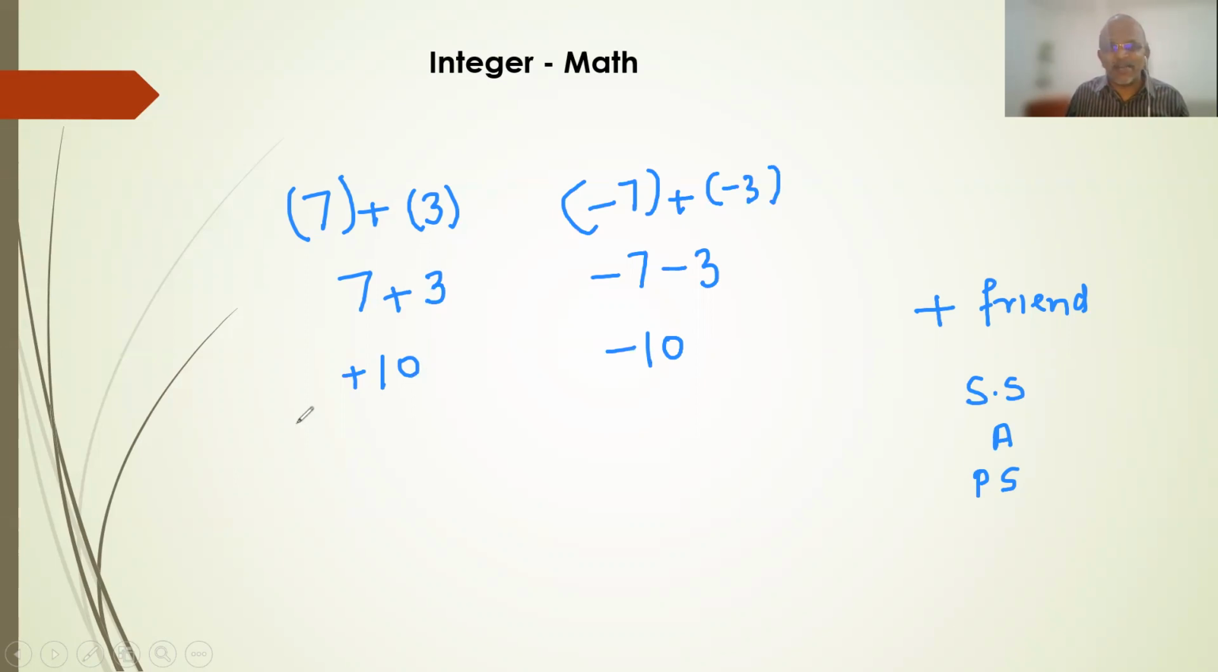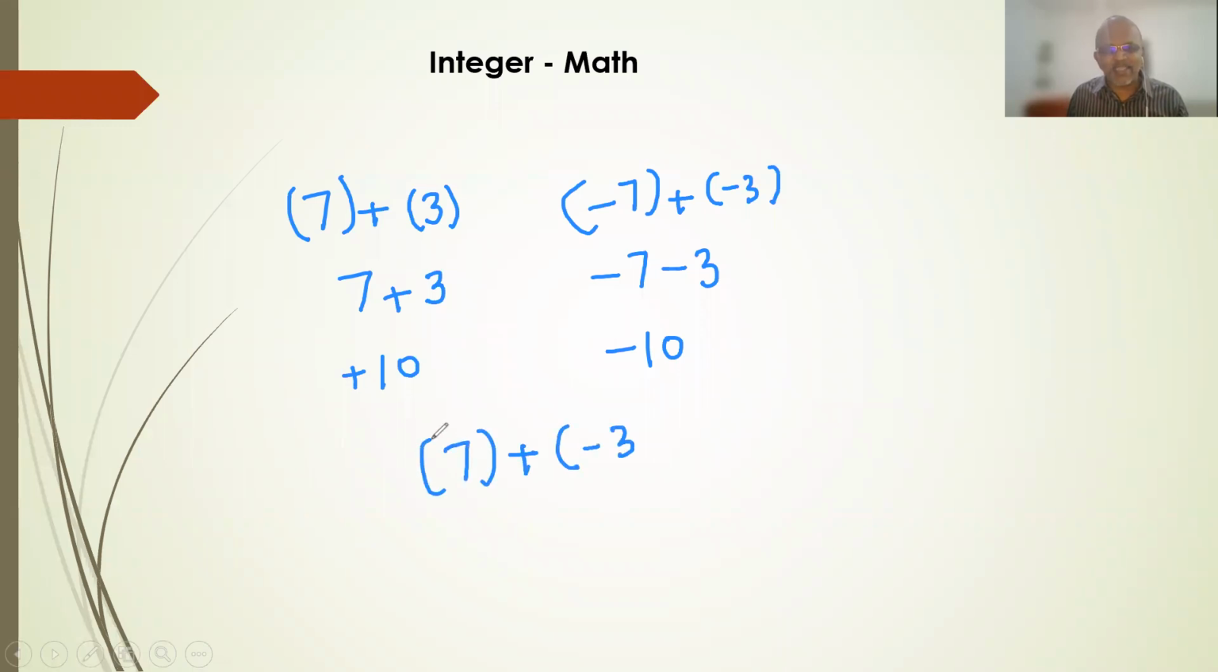Let me rub this. Don't forget, plus is your friend. So let's see now: 7 plus minus 3. What happens? Plus is a friend. 7, open the bracket. He remains the same, he doesn't change the sign. Minus 3. What do you get? 7. Different sign: subtract and put the sign of the bigger number. What is the bigger number? 7 is the bigger number. What is the sign? Plus.